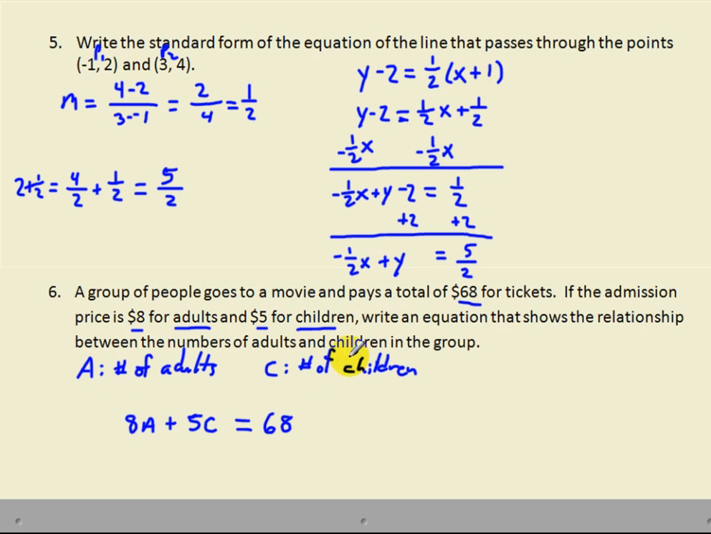Alright, so there you go. Again, I hope you're comfortable with rewriting equations, because you will be doing a bit of that in this section, and I hope you enjoy standard form.